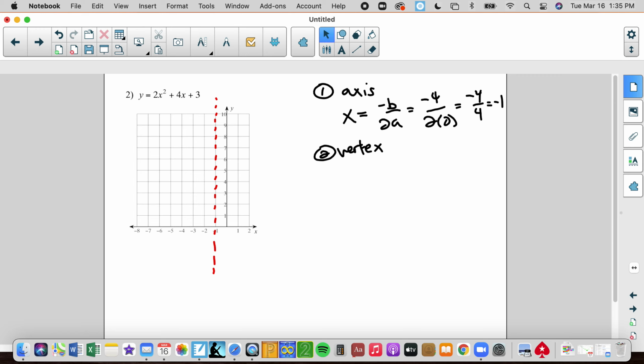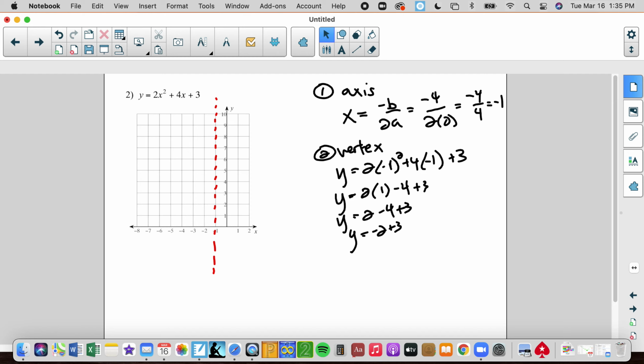I'm going to find the vertex. The vertex is taking the axis of symmetry value and plugging it back into the equation. So I'm always going to square before I multiply. I'm not going to do 2 times negative 1. I'm going to square negative 1. Negative 1 times negative 1 is 1. 4 times negative 1 is negative 4. 2 times 1 is 2, minus 4 plus 3. Negative 2 plus 3 equals 1. So when I plug in negative 1 for my x, I get 1 for my y. Negative 1, 1. That would be my vertex.